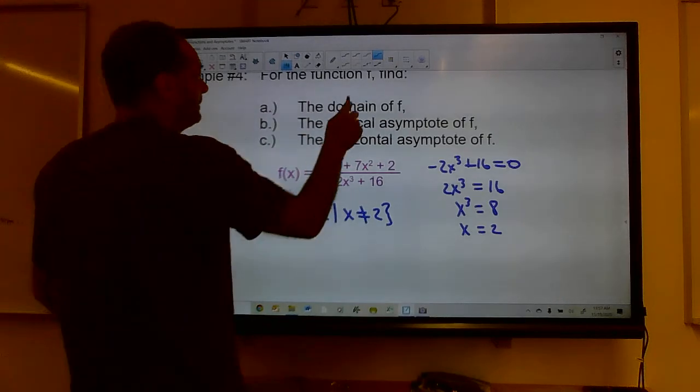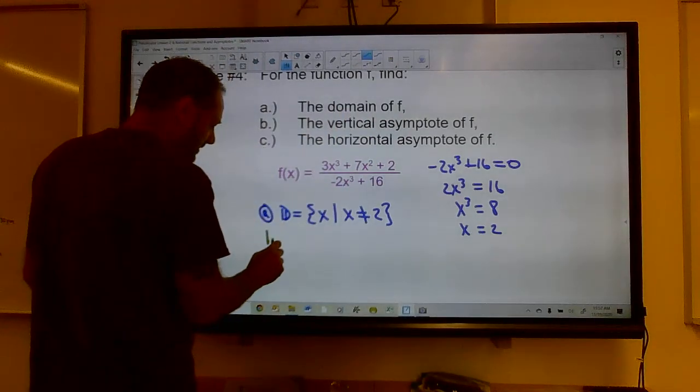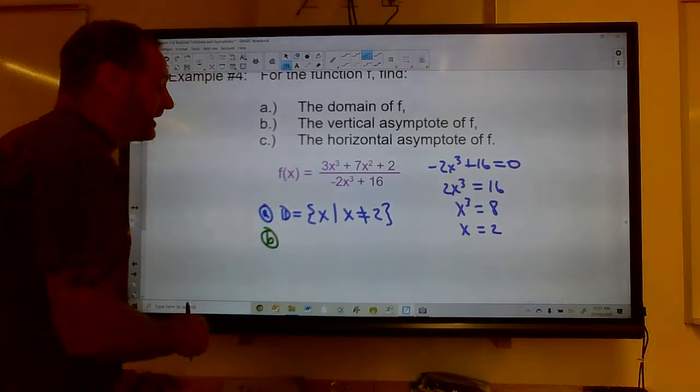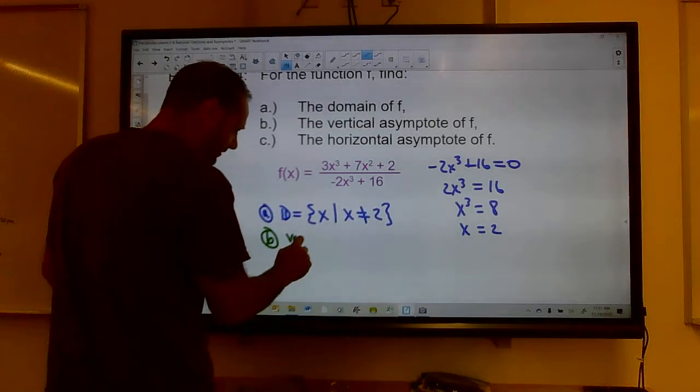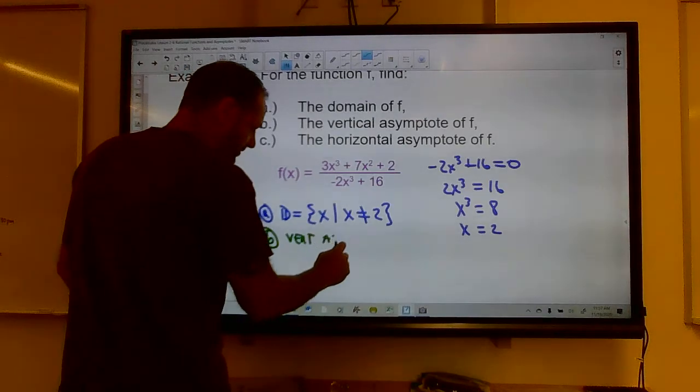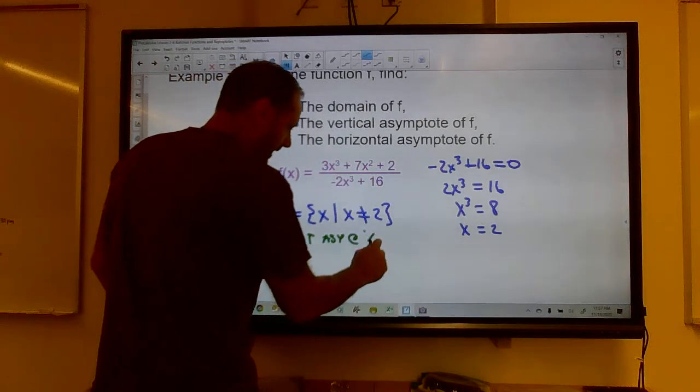Okay, B. Does it have a vertical asymptote? Yeah, it has a vertical asymptote when the denominator is 0, and the denominator is 0 at 2. So this has a vertical asymptote at x equals 2.